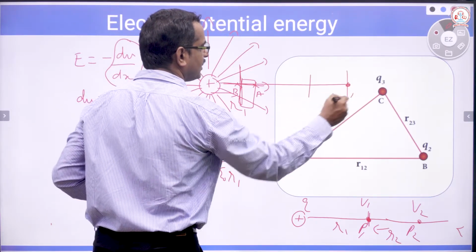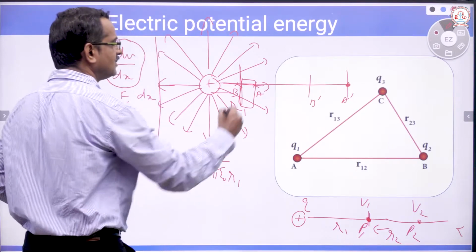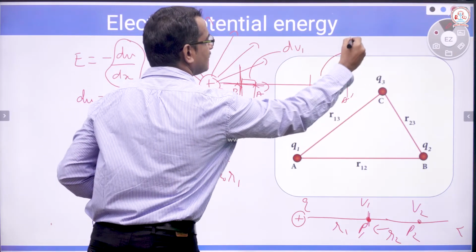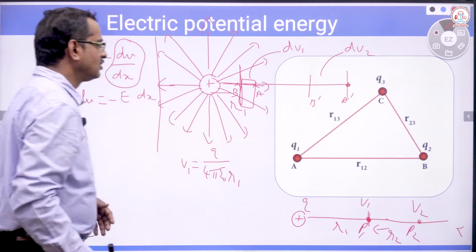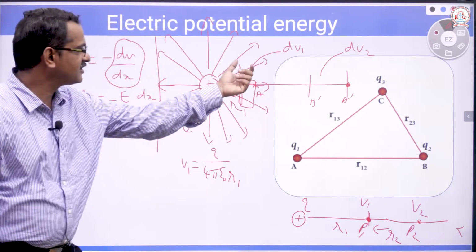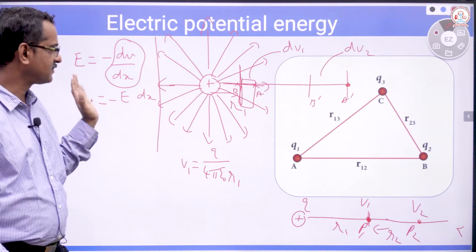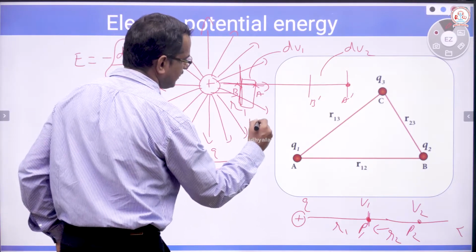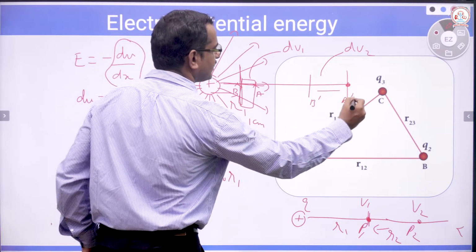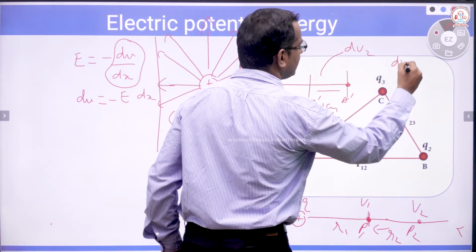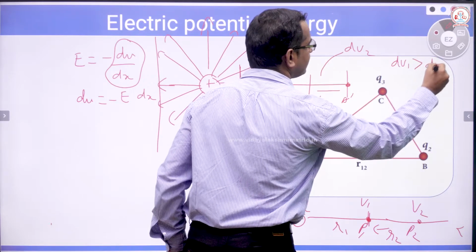Okay, it is moved from A dash to B dash. Here the potential difference is dV1, here the potential difference is dV2. What we are coming to say is that as distance increases, this difference in potential will decrease for the same distance. For example, here the distance between A and B is 1 centimeter, and here the distance between A dash and B dash is also 1 centimeter. Then obviously dV1 will be greater than dV2.